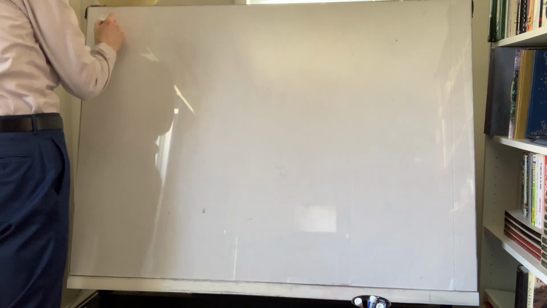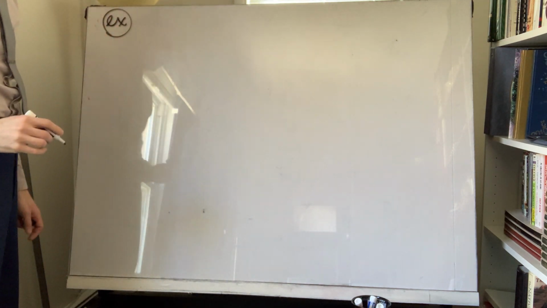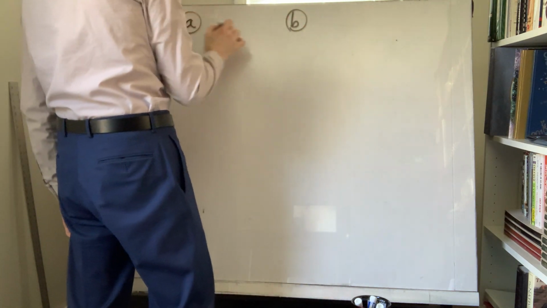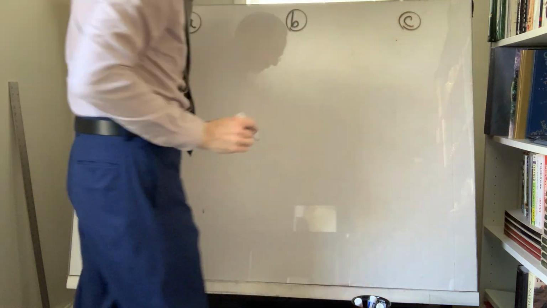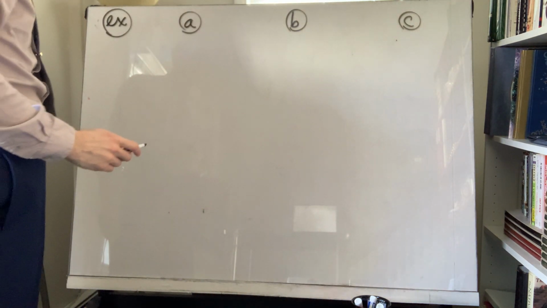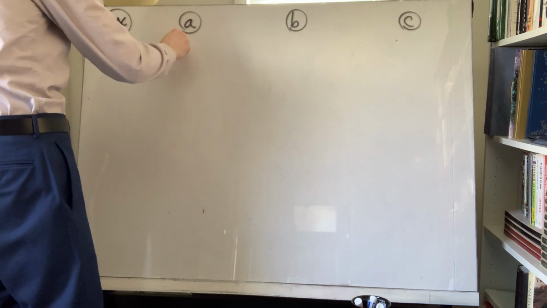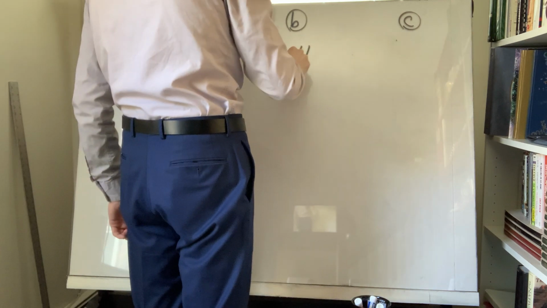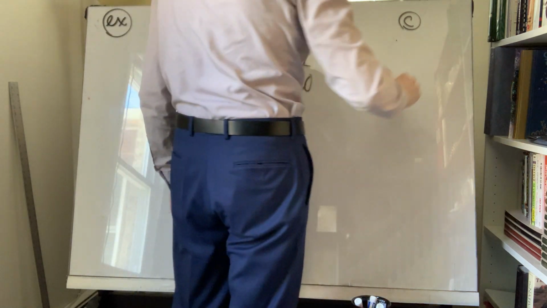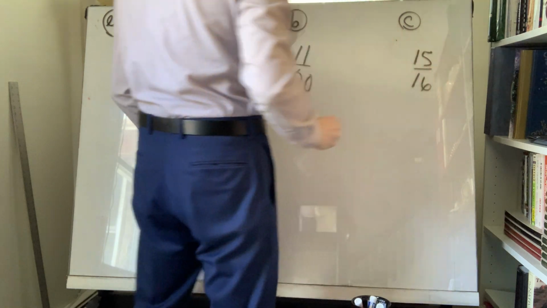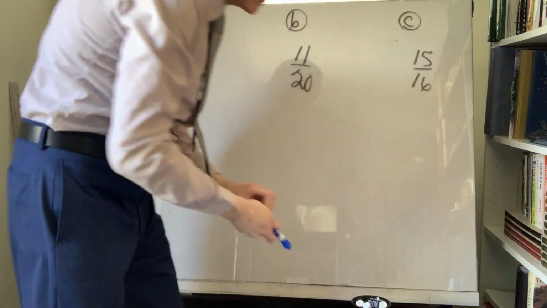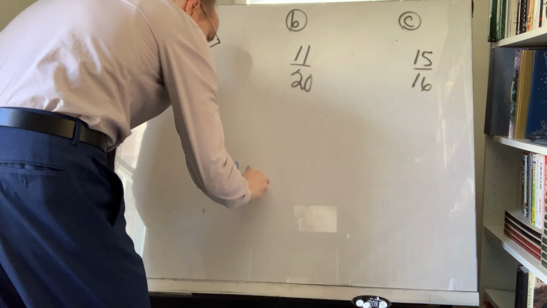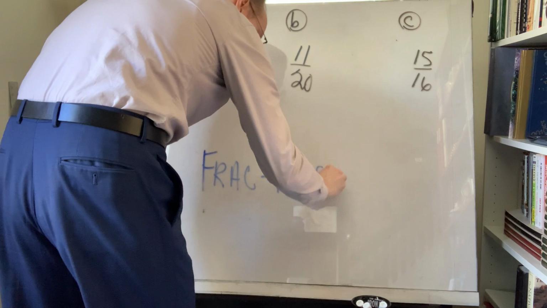Here's example 1 in three parts. There's a part A, a part B, and a part C. And you are asked to convert from what is given here to 67 over 100, 11 over 20, and 15 over 16. With all evidently fractions, you are asked to convert to percentages.